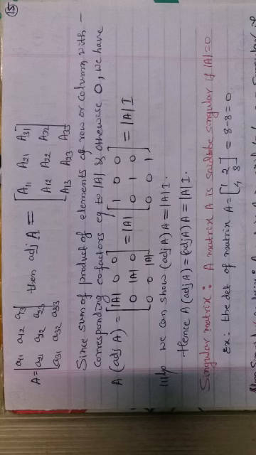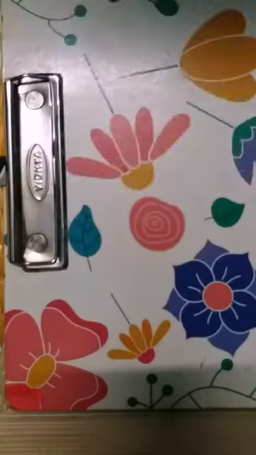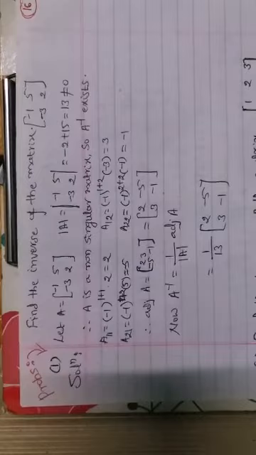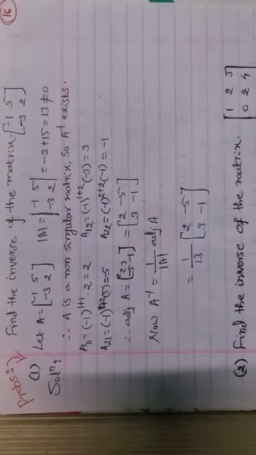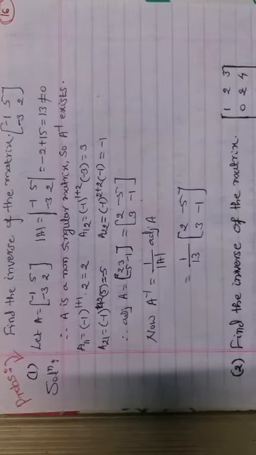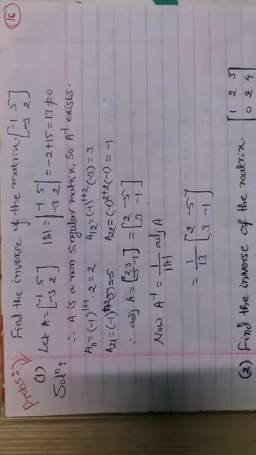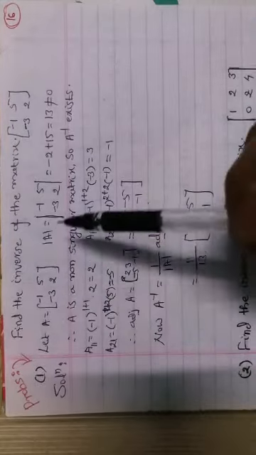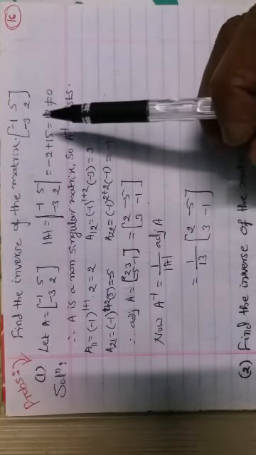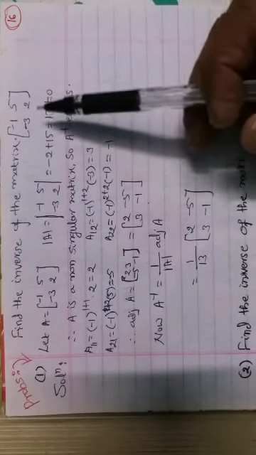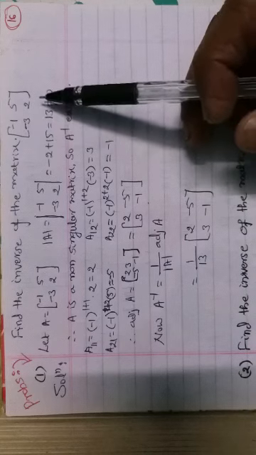Now we shall begin the problems based on the adjoint of the square matrix. First one, find the inverse of the matrix -1, 5, -3, 2.